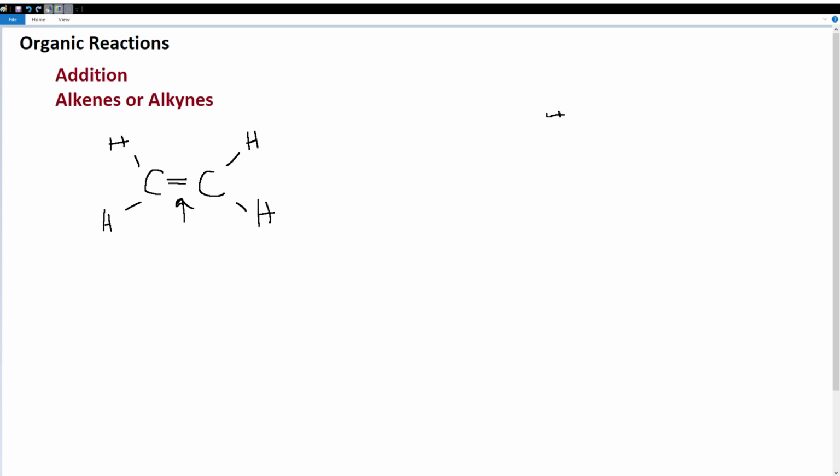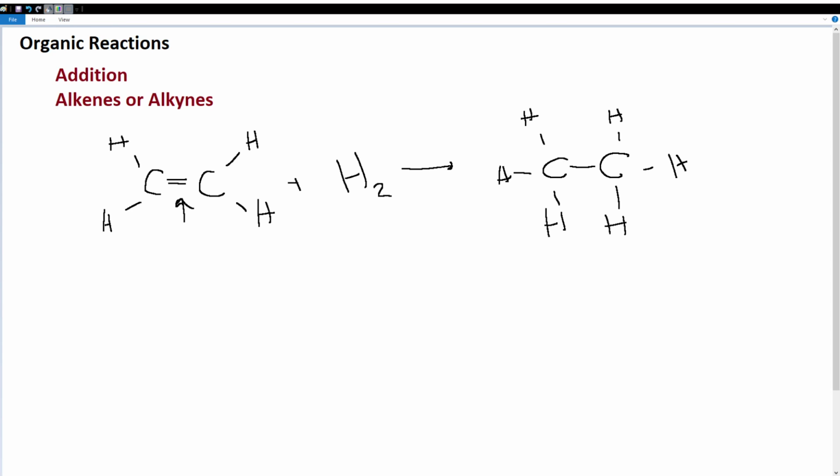But let's say that you didn't add iodine. Let's say you added hydrogen, H2. This is known as hydrogenation, and it's pretty much the same exact concept, but instead of having a halogen, you have hydrogen. So this would turn it into ethane. And this is known as hydrogenation, when you're adding just hydrogen to an alkene or alkyne and just allowing it to become more hydrogenated, meaning it has more hydrogens on the hydrocarbon or on the organic compounds.